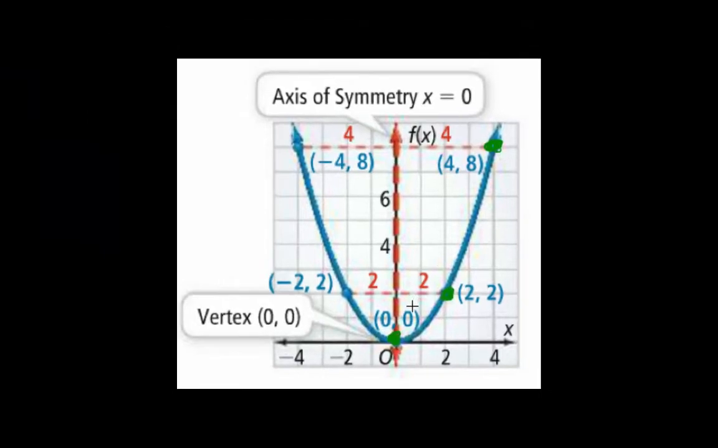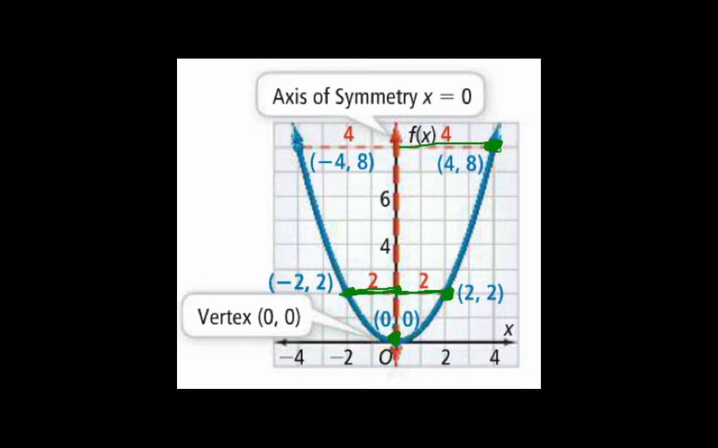And then we could go ahead and get these points on the other side of the axis of symmetry, but we use this idea of symmetry. The point (2, 2) is 2 units away horizontally from the axis of symmetry. Since we know this is symmetric, we just need to go 2 units on the other side of the axis of symmetry, horizontally, and we get another point on our graph. Same thing up here at (4, 8).